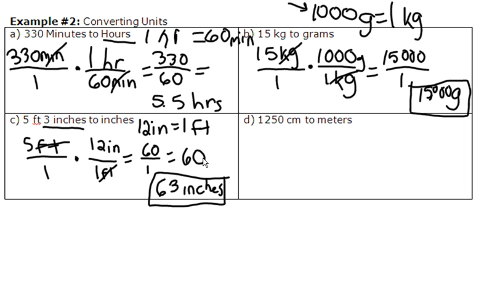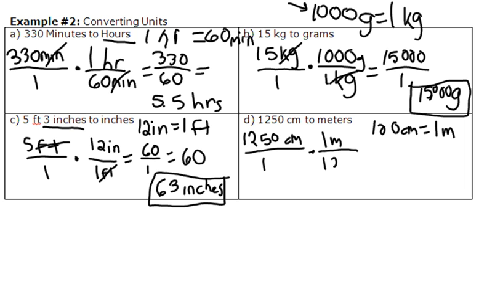All right, so last example here, 1,250 centimeters to meters. If I use this one, I'm going to start again with 1,250 centimeters, and I put it over 1. The conversion for centimeters to meters is that 100 centimeters is in 1 meter. So since I want to go from centimeters to meters, the meters would go on top of my fraction, the centimeters would go on the bottom.